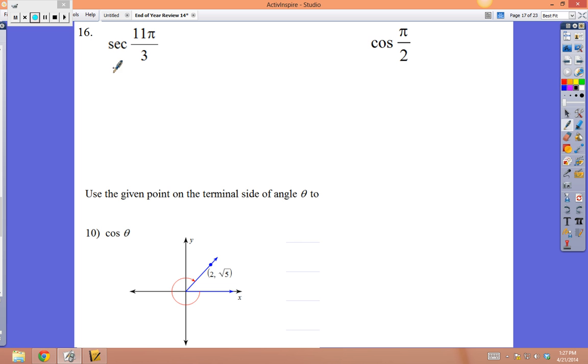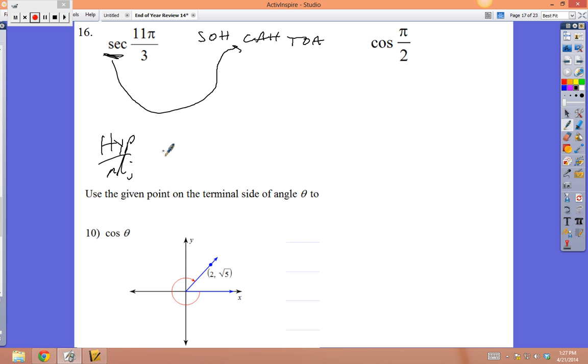Okay, the secant. Secant, if you remember the SOHCAHTOA, here's how I remember, secant matches up with the cosine. So if cosine is adjacent over hypotenuse, I know secant has to be hypotenuse over adjacent, or it's radius over x. So that's what the fraction is before I do anything.